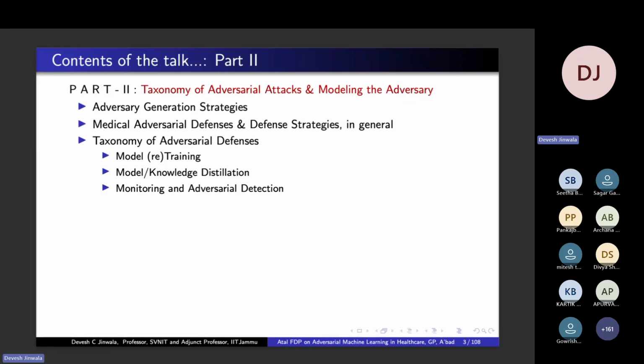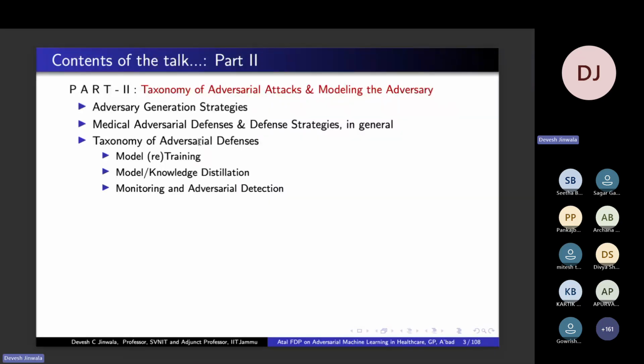Because a GAN consists of two neural networks. One is known as a generator, the other is known as a discriminator. The task of the generator is to generate adversarial samples. What do we mean by adversarial samples? The samples which would cause the model to fail. So that is exactly what adversarial defense is.